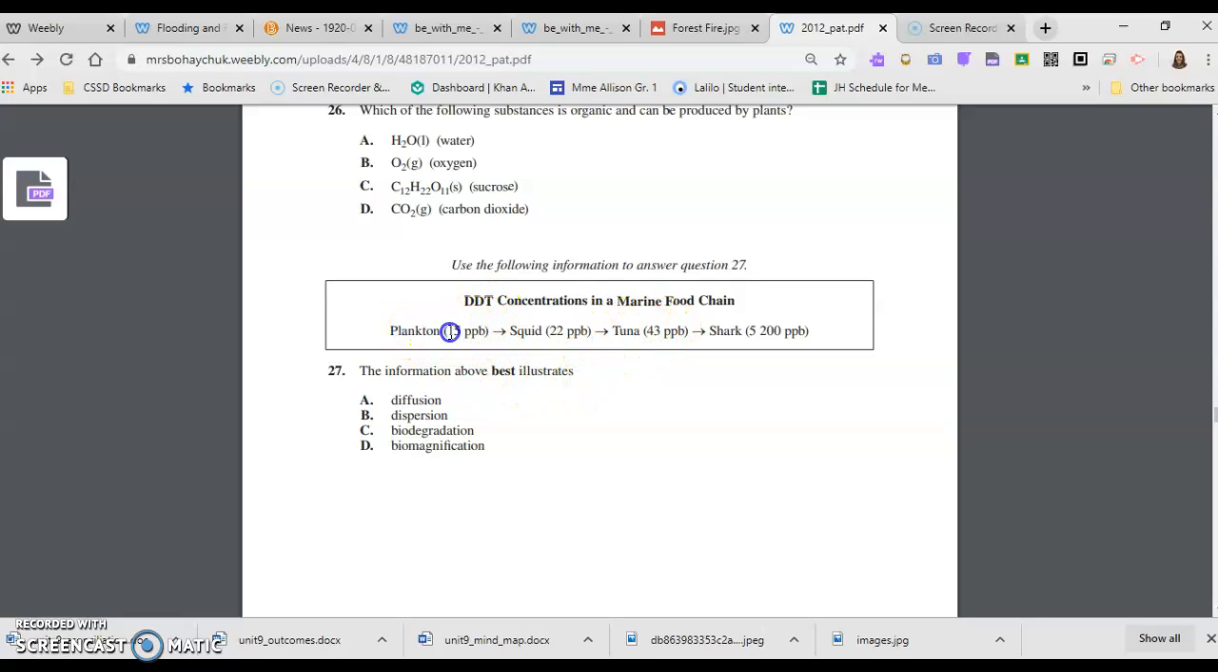So the plankton has 15 parts per billion of DDT in its tissues. Okay, as the squid eats more plankton, it's going to build up more of that toxin in its tissues, so it's got 22 parts per billion. Tuna eat a lot of squid. The DDT is not easily excreted. There's 43 parts per billion there, and then sharks are going to eat a lot of tuna. So there is a ton of DDT in a shark.